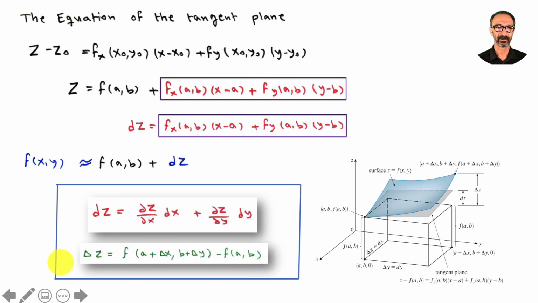Delta z will be this much right here, which is f2 minus f1, instead of calling it y2 minus y1 like calculus 1. So it's going to be f of (a plus delta x, b plus delta y) minus f of (a, b).